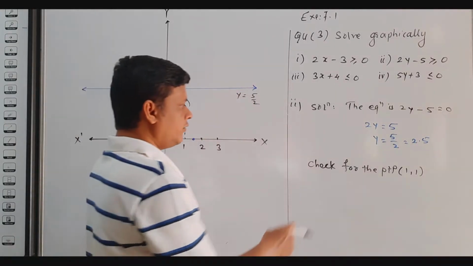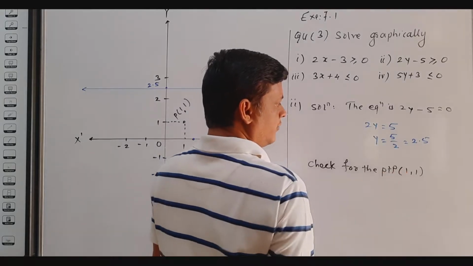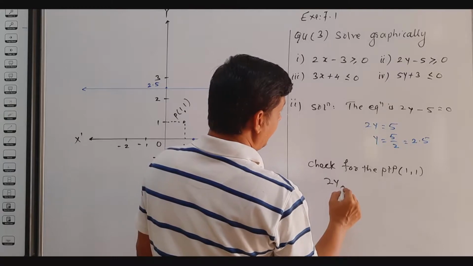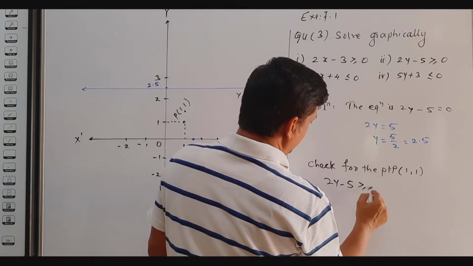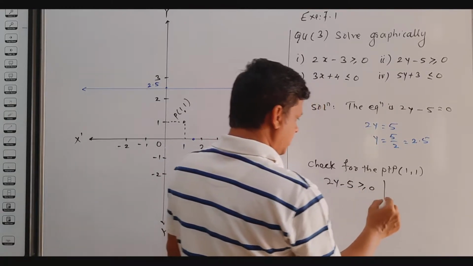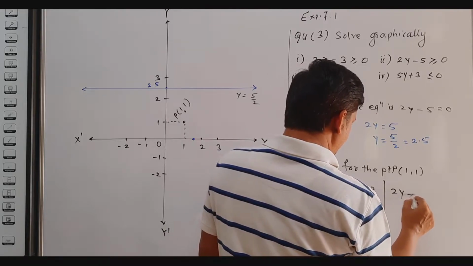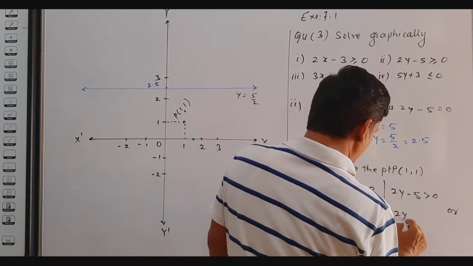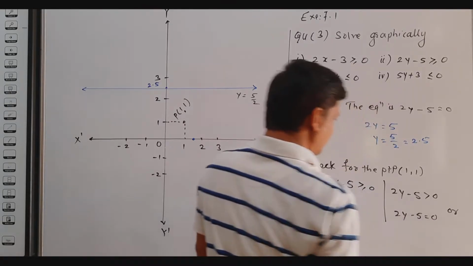So for that again we check the point P(1, 1). The given inequation is 2y minus 5 greater than or equal to 0. That means we have to check these two conditions: 2y minus 5 is greater than 0, or 2y minus 5 is equal to 0.